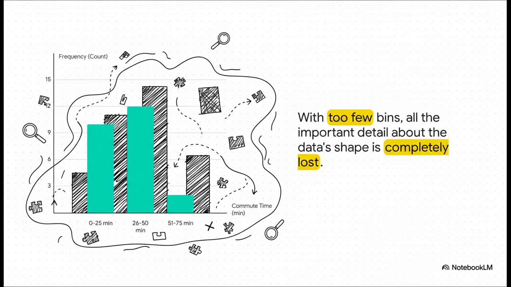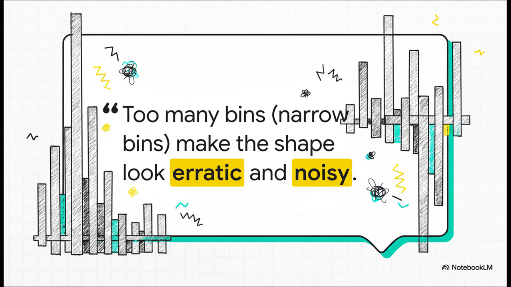We've oversimplified it so much that it's basically useless. It's just a blocky, uninformative mess. Okay, so that was bad. What if we swing to the complete opposite extreme? What if we try to be way too detailed and create a ton of tiny, narrow little bins?